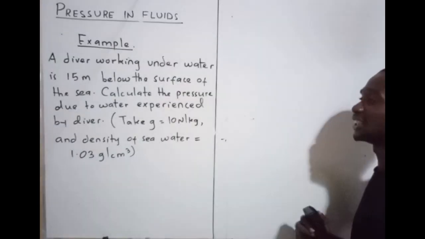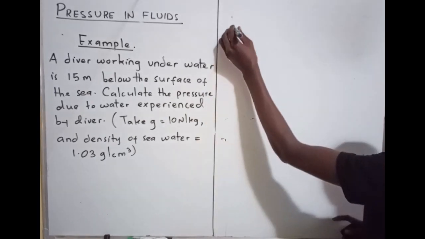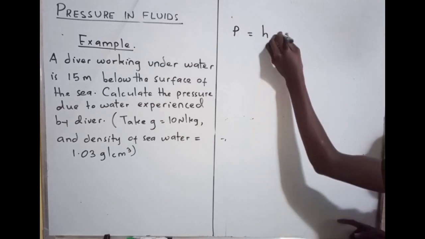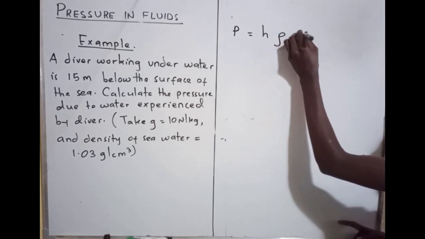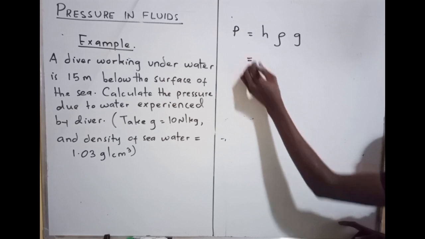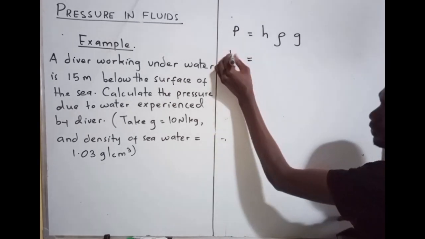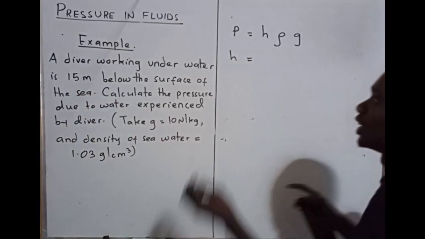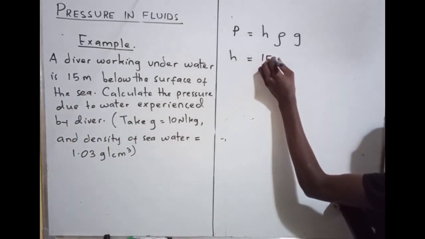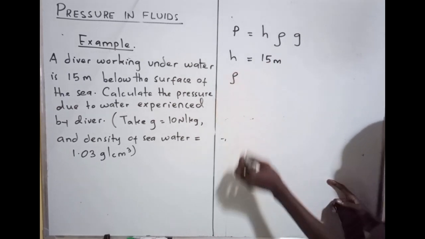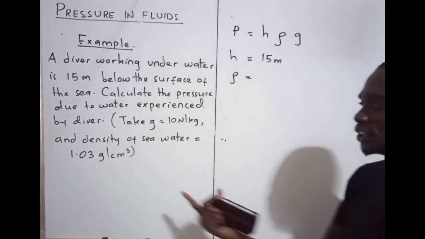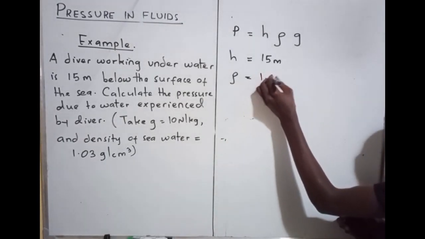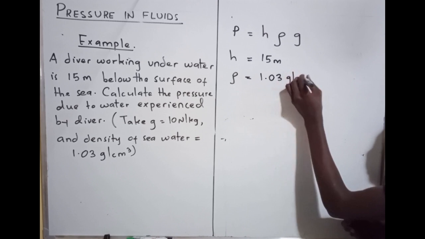Because this guy is inside the water, that is the fluid. So the fluid pressure formula, pressure P, is equal to the height of the fluid multiplied with the density of the fluid multiplied with the gravitational field strength. The height of the fluid, in this case, the diver is 15 meters below the surface of the sea. So the height is 15 meters. The density of the fluid, that is the density of seawater, is 1.03 grams per cubic centimeter.